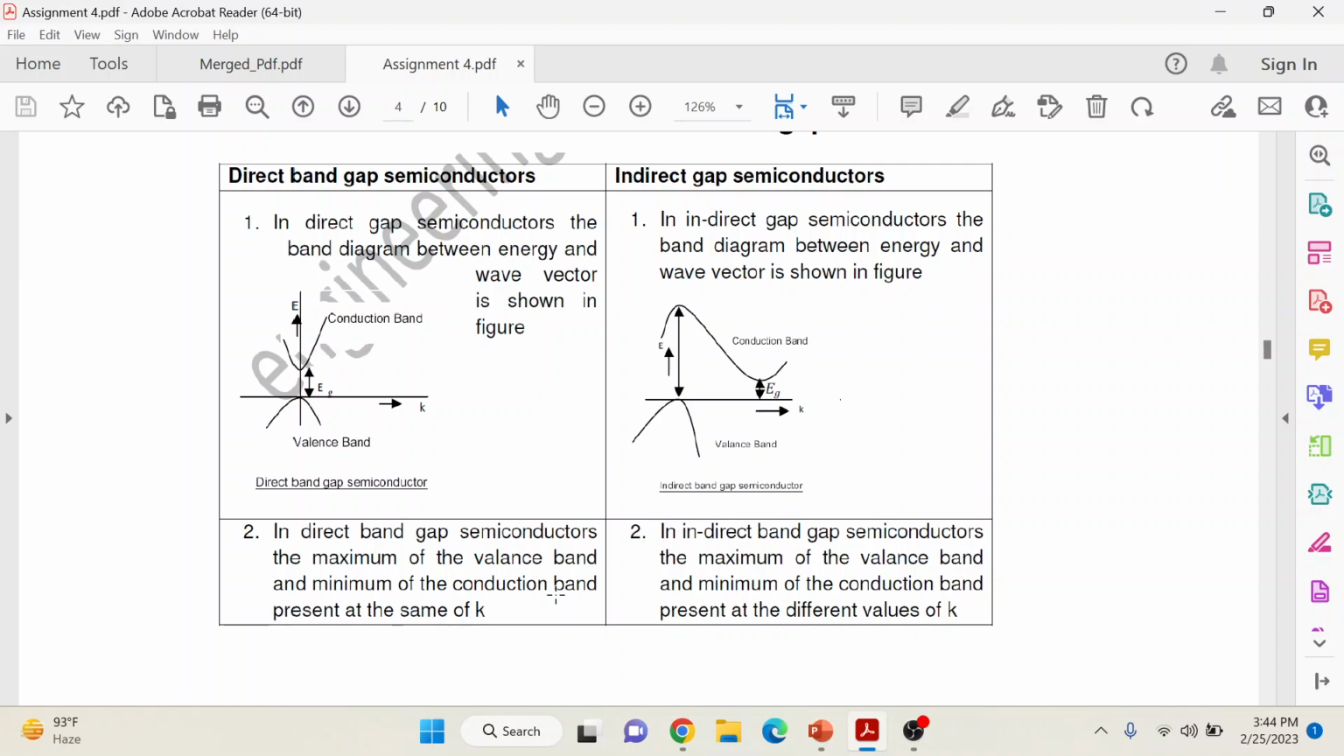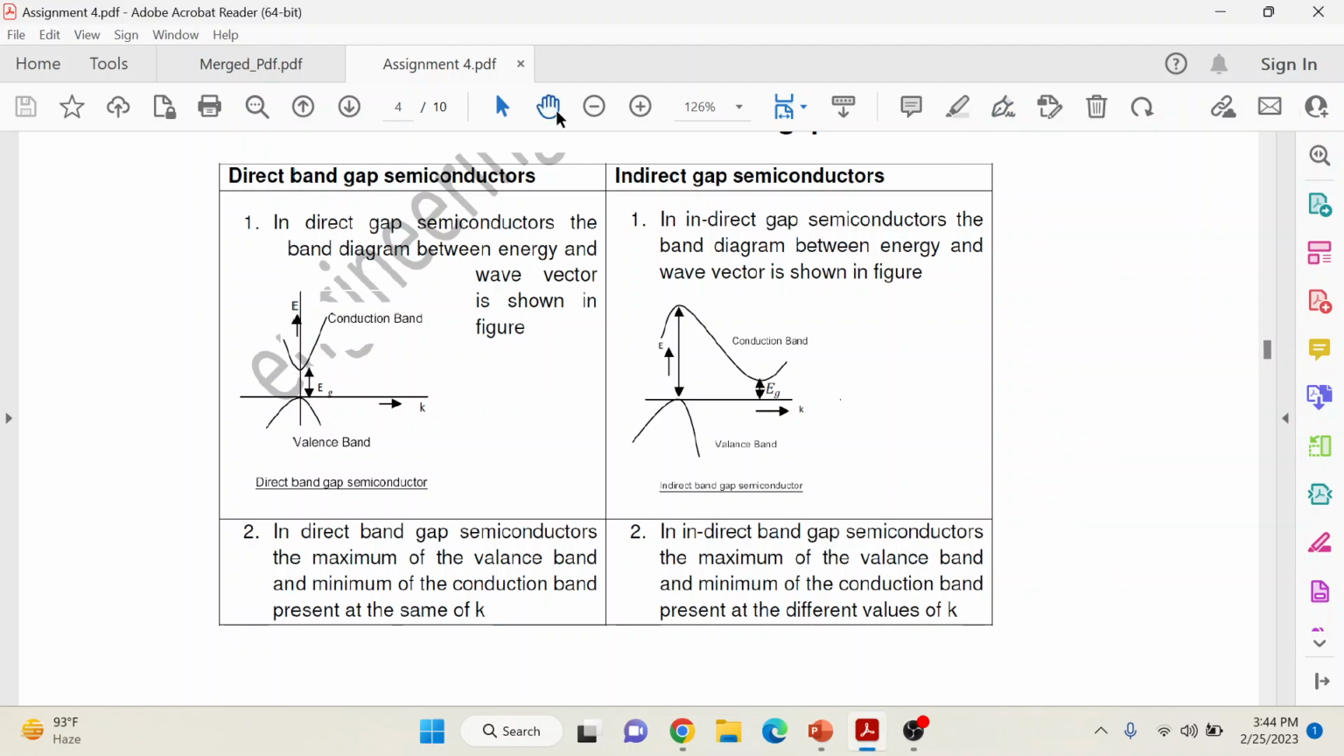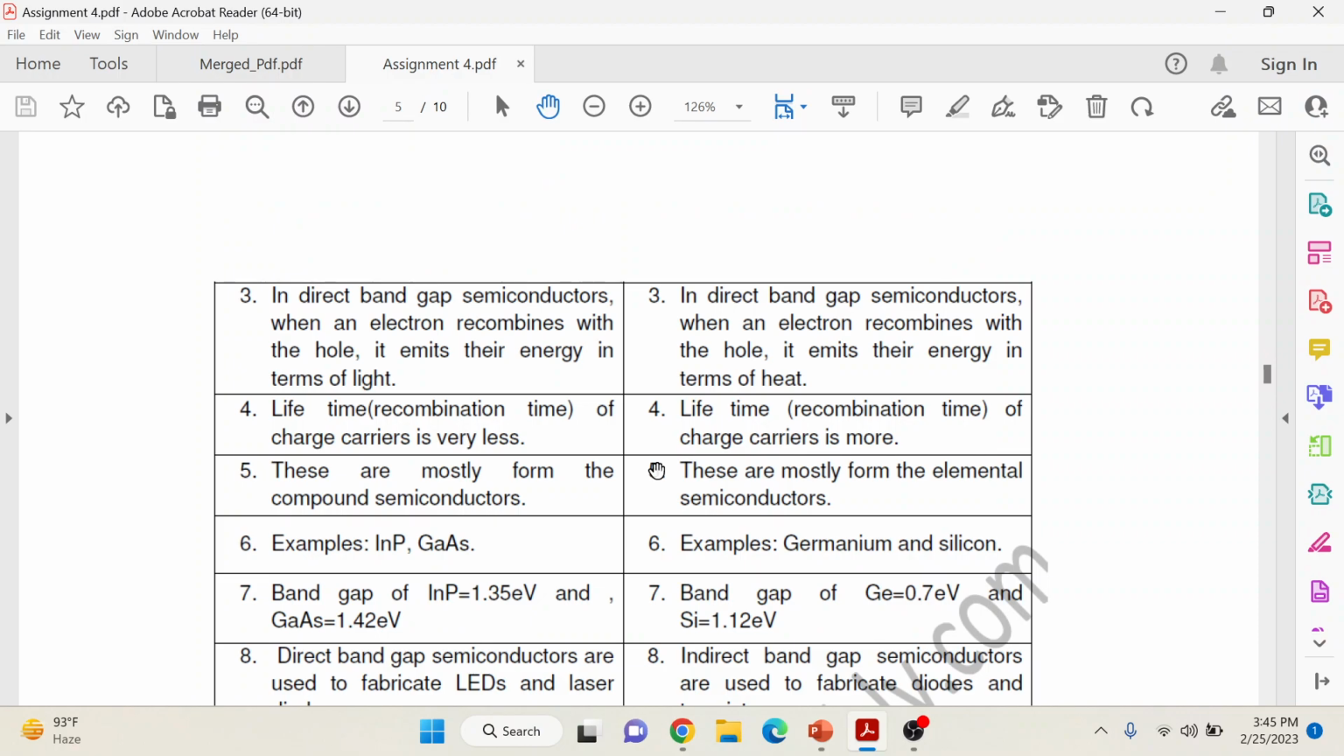But in an indirect band gap semiconductor, the maximum of the valence band and the minimum of the conduction band are present at different values of the k vector. That means the value at which the conduction band is present and the value at which the valence band is present are different values of k. In direct, they are at the same position. This is more or less the same thing that Melody was telling.